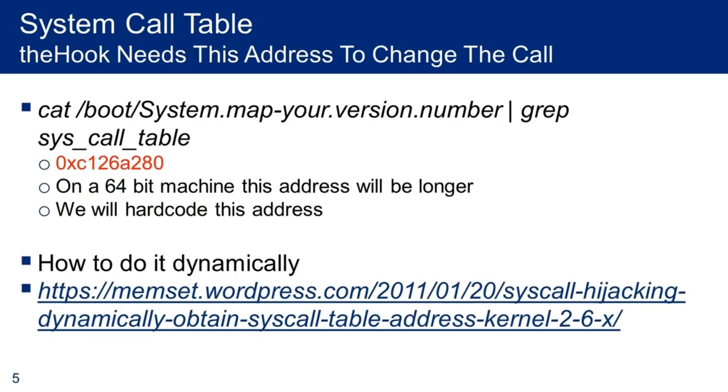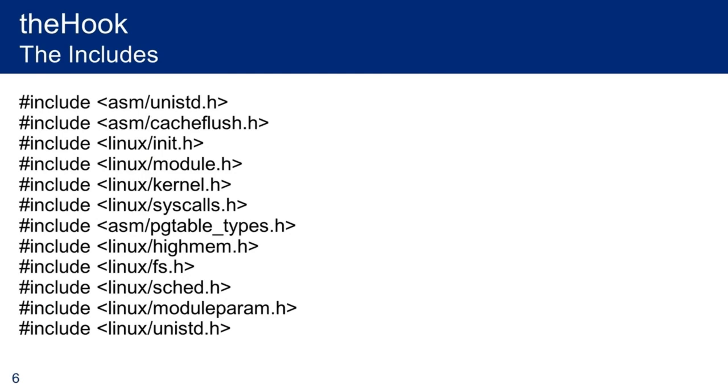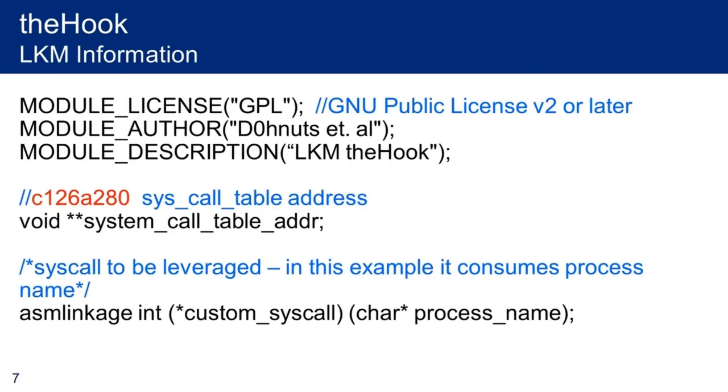First, we want to get the address of the system call table so the LKM can modify the call to pname. We will hard code this address into the LKM for simplicity, but with some enhancements, the LKM could be modified to determine the address on the fly. The address in my 32-bit Debian system is hex 126A280. Yours will be different. This header list is the first part of hook.c, the LKM that will intercept our system call pname. This is the second part of the LKM. It includes the module information.